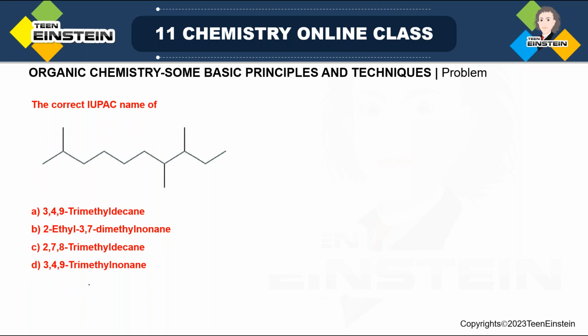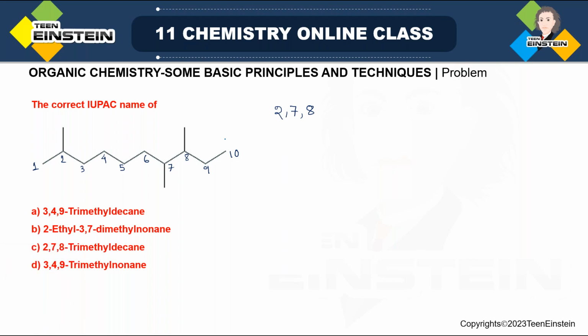So here 4 names are already given, and we have to choose the correct IUPAC name for this molecule. So what I will do, first I will start the numbering from this side. 1, 2, 3, 4, 5, 6, 7, 8, 9 and 10. So here the first substituent I am getting at 2 position, then the second substituent I am getting at 7 position, then the third substituent I am getting at 8 position, right?